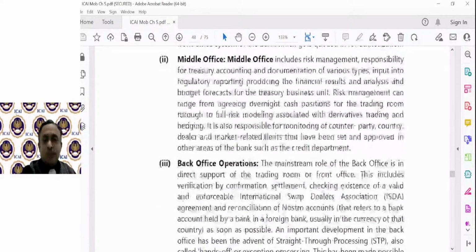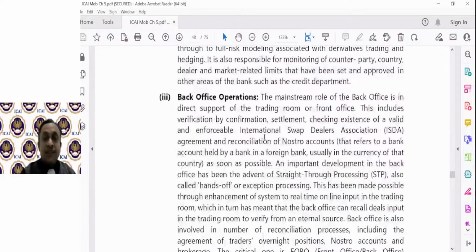And back operation we have talked about. The one that is going to say that this is the gap. The mainstream role of back office is in direct support of front office. This includes verification of confirmation, settlement, checking existence of valid and enforceable swap. It's a technical word, just remember it. But what you are basically back operations.